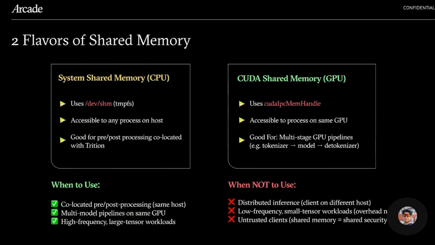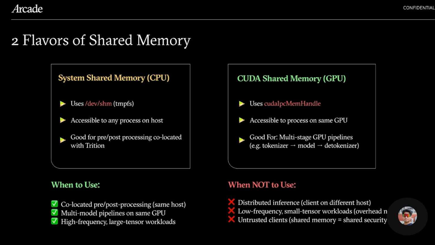Now, you can get this in 2 flavors, right? You can get this on CPU and the GPU side. With system shared memory, it uses a temporary file store, and it's accessible to any process on the host. And this is good for pre/post processing with co-located Triton servers, and then CUDA, which is GPU shared memory, which is accessible to all processes on the same GPU.